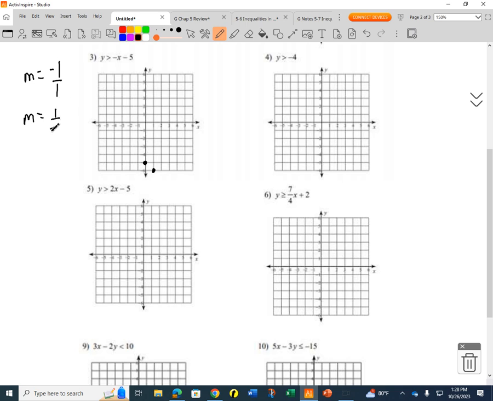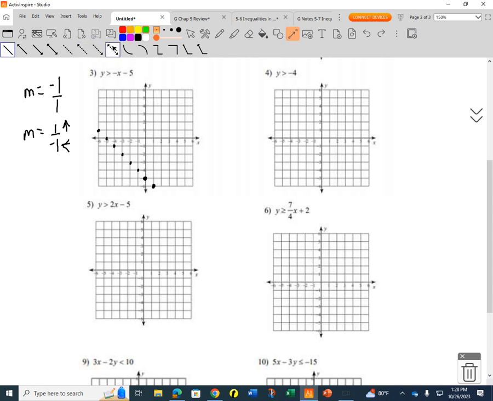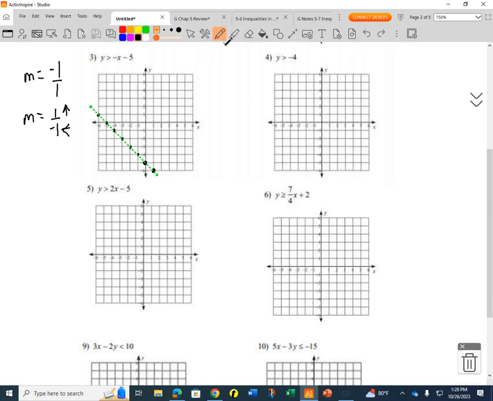So 1 divided by negative 1 is the same as negative 1 divided by 1. So now we go up 1 and to the left 1. So we're going to do that. Up 1, left 1. All right, now we're going to draw a dotted line through it. And now this means any points on that dotted line would not make that inequality true. So none of those points on that line are part of the solution.